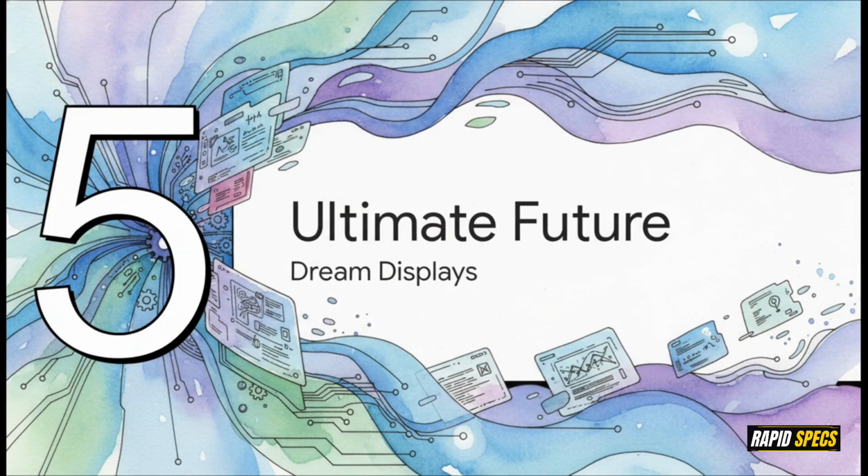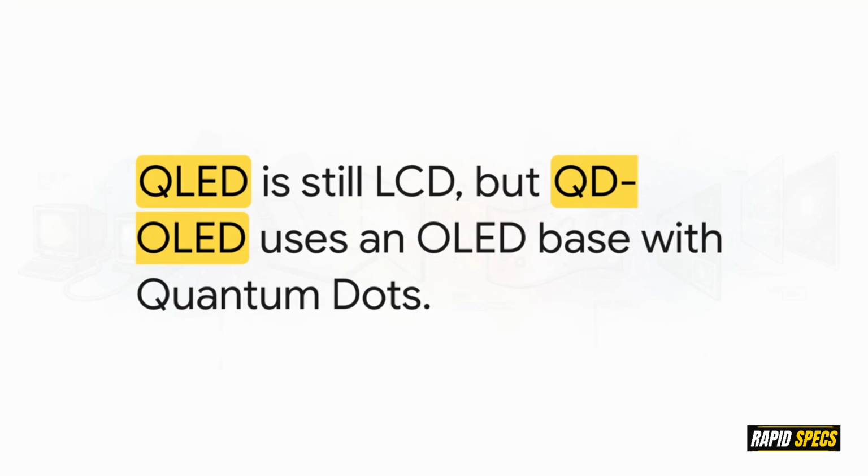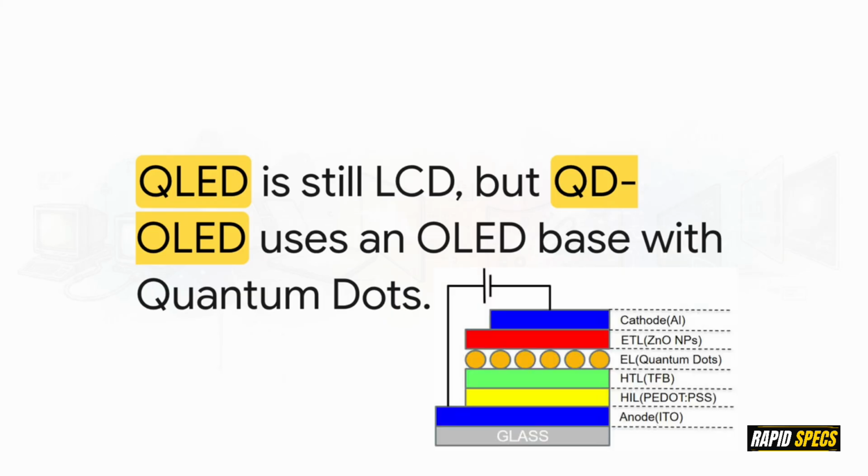Finally, Chapter 5, the ultimate display future. How do we actually get the best of both worlds? First off, let's clear up some massive consumer confusion. QLED is not OLED. A QLED is honestly just a light-controlling LCD that uses a fancy layer of quantum dots to filter the backlight for better colors. It still suffers from blooming.